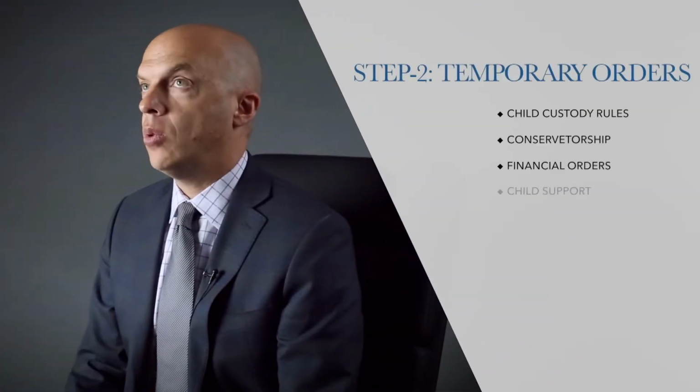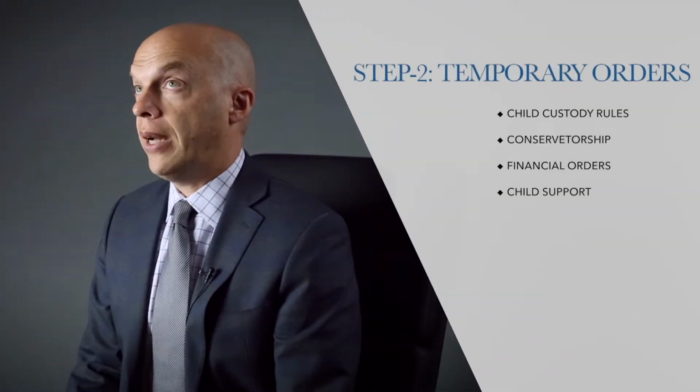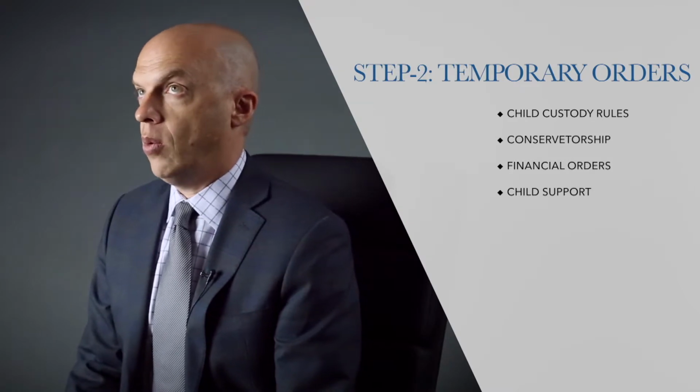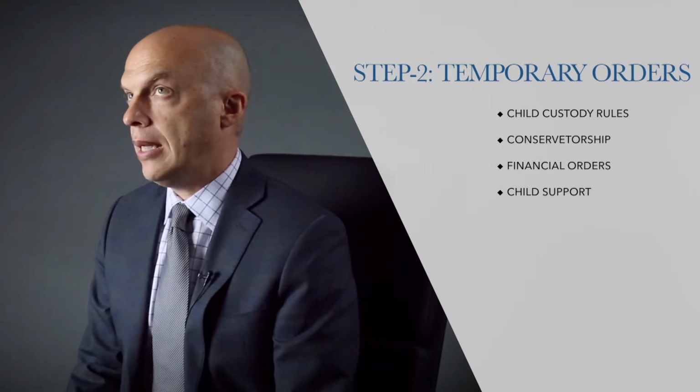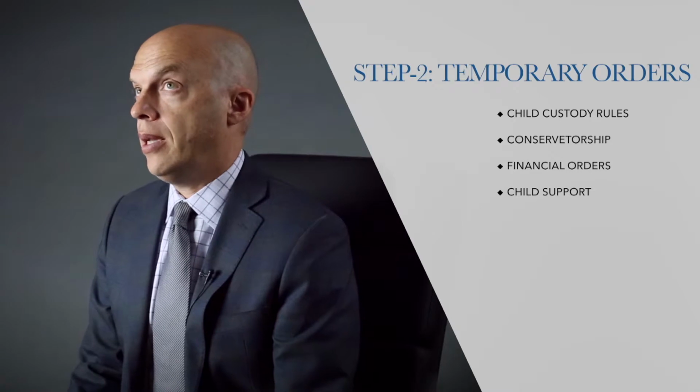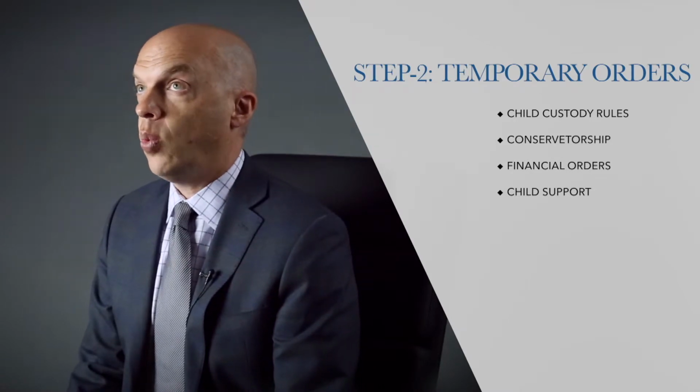In temporary orders, a judge decides kind of what the law of the land is going to be while the lawsuit is pending. Temporary orders are really just a way of the court setting the ground rules that will be in place while your divorce is pending. Whether that means child custody rules or conservatorship, financial, child support, or otherwise. It's really an important thing to get right, and it comes really quickly at the beginning of a case, sometimes as early as a week into a case. It's really important to be ready for that.